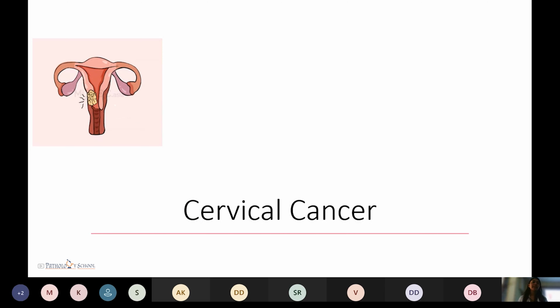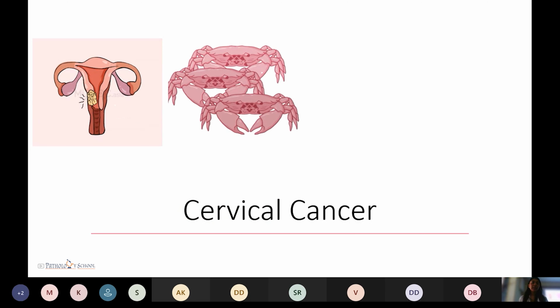Cervical cancer is one of the most common cancers of the female genital tract, which originates in the cervix. It is the fourth most common cancer worldwide and one of the top three cancers in women less than 45 years of age. In the year 2020, 640,000 new cases and 324,000 deaths have been reported, according to the recent WHO.